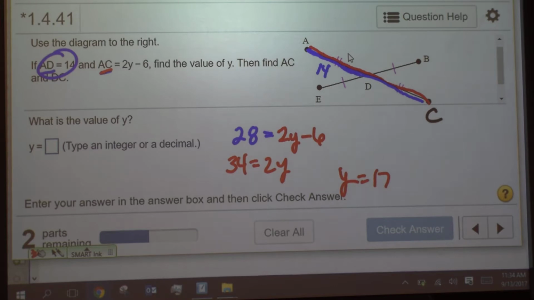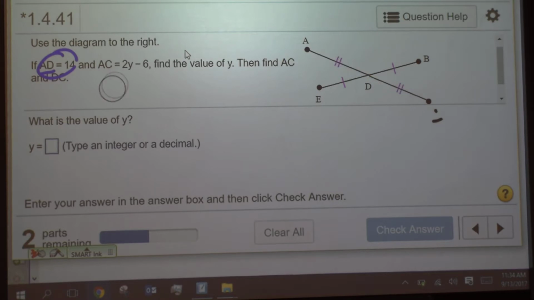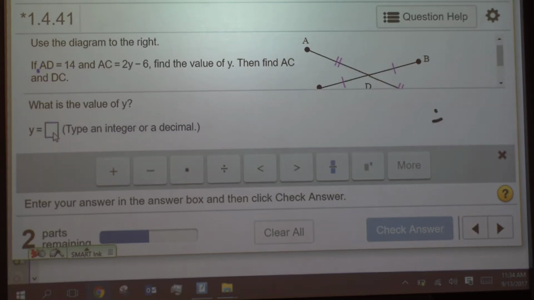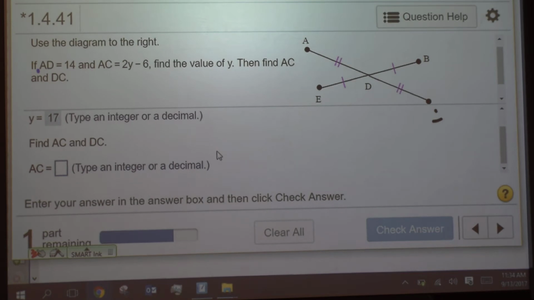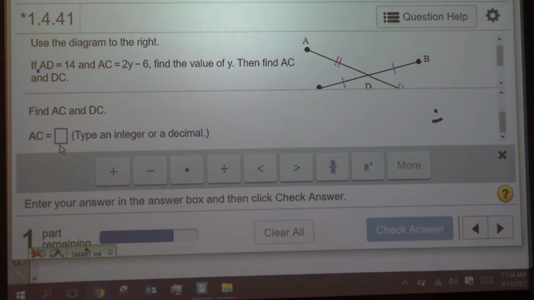I'm assuming they go further with this question? Yeah, it says 2. Alright, so we found y is 17. And they want to know AC. So obviously we've already found AC, right? We had to double that 14 to get AC to begin with. So we can find it to be 28. Or you can plug 17 back in to find that it's 28.